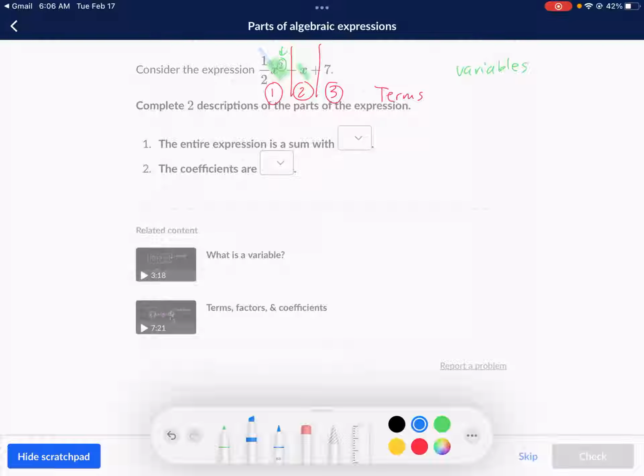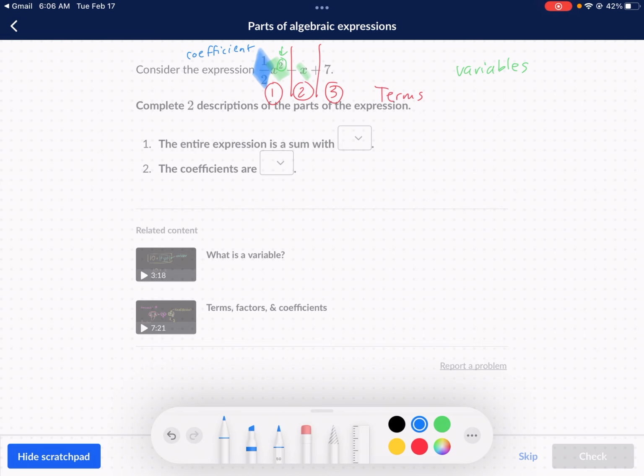There's a couple other things. So one here, we have this blue. That is called a coefficient. So coefficients are the numbers multiplied by variables. So anytime you see a number, it doesn't matter what number it is, like in this case it's a fraction, multiplied by a variable, it's called a coefficient.